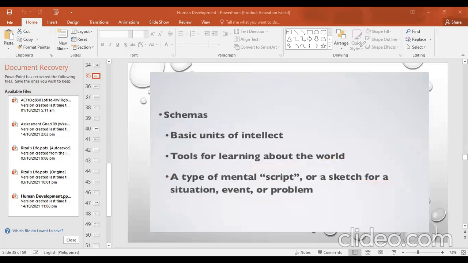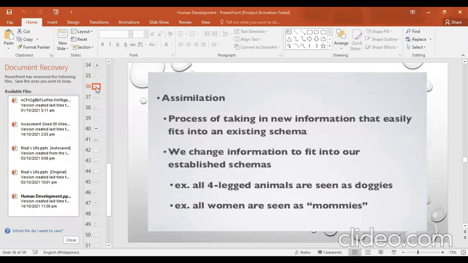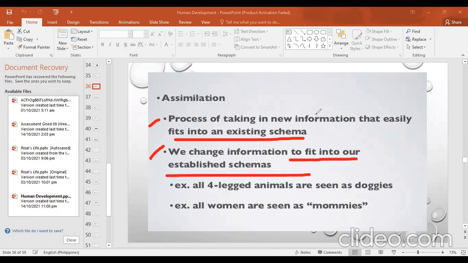So next. Next, what is assimilation naman? That is very important when we talk about cognitive development. So when we talk about assimilation naman, it is a process of taking in new information that easily fits into an existing schema. We change information to fit into our established schemas. So kanina may established na tayo ng schema ng dog. Halimbawa lang naman. I'm sorry for my drawing. No? Halimbawa yan yung dog natin. Ayan.